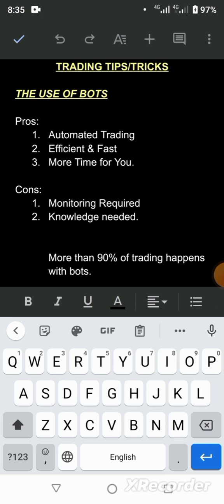So that is to tell you how powerful these bots are in the crypto space. And just know that most exchanges now have bots that do various tasks. There are bots that do DCA, that is dollar cost averaging.